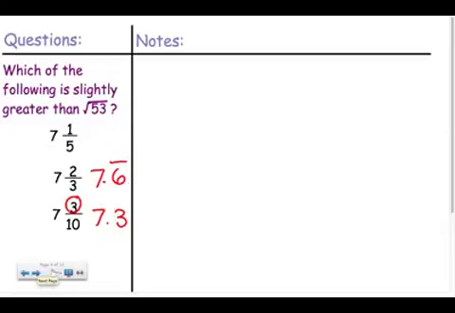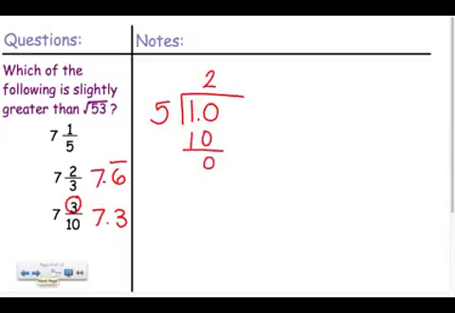Now 1/5, we're going to have to divide that the long way. So my numerator, the nerd, goes in the house, the denominator, the dog, stays outside the house. 5 can't go into 1, but it can go into 10 if I add a 0 twice. So my answer is 0.2, so this is 7.2. So now I've got 3 answer choices. So let's figure out what the square root of 53 should be.